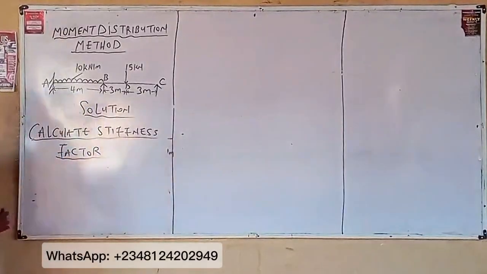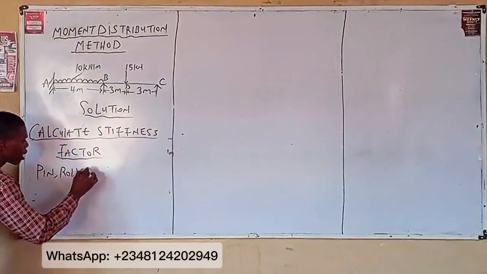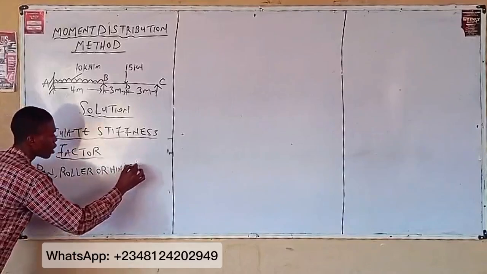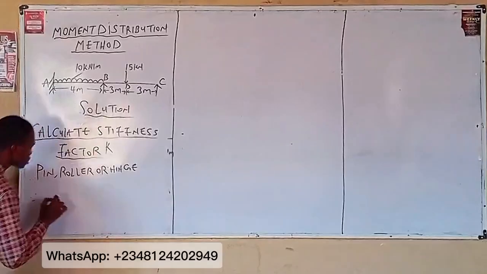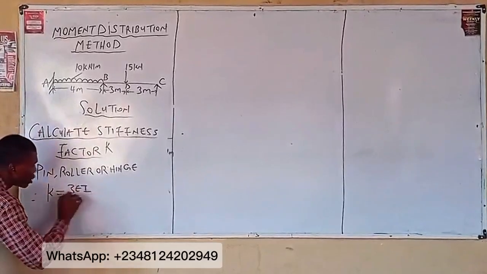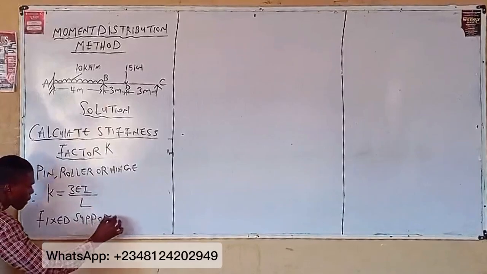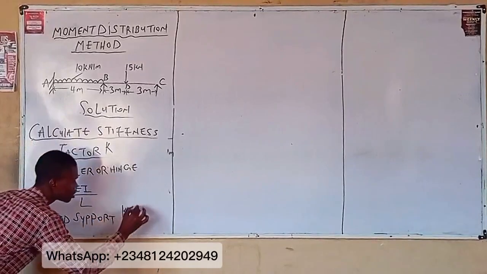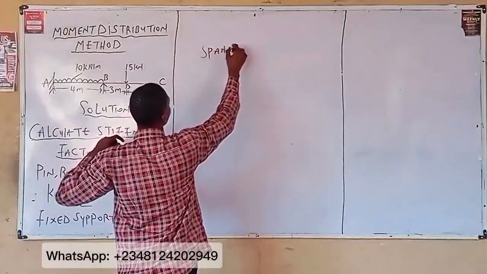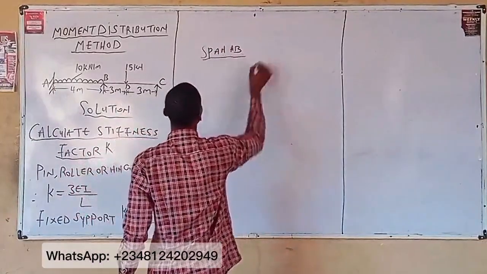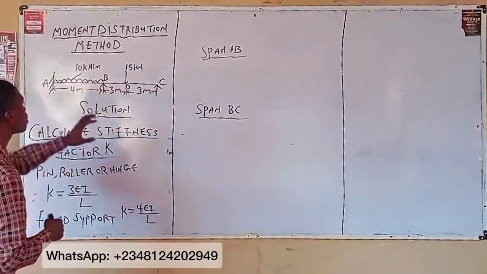Now, when calculating stiffness factor, if the type of support your beam is having is pin, roller, or hinge support, your stiffness factor, represented as K, is equal to 3EI over L. If it is fixed support, your stiffness factor K is equal to 4EI over L. Meaning for span AB, I'm going to get the stiffness factor, and for span BC, I'm going to get the stiffness factor. This is how you go about your stiffness factor.